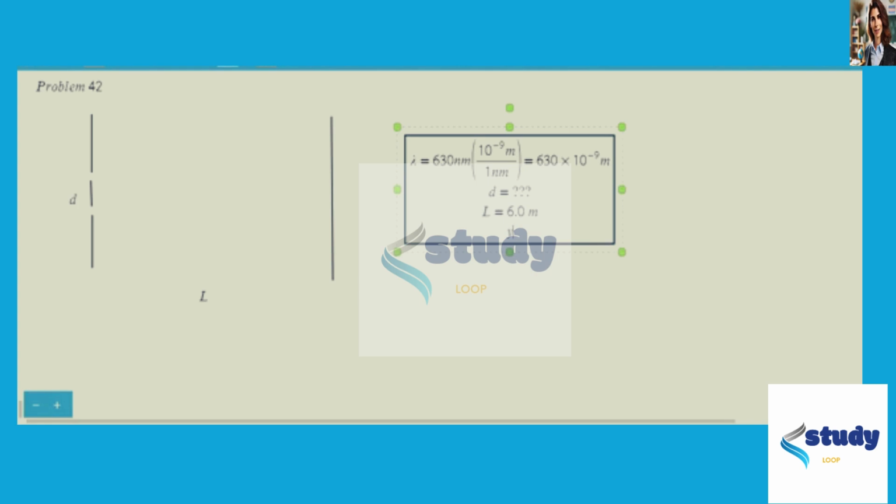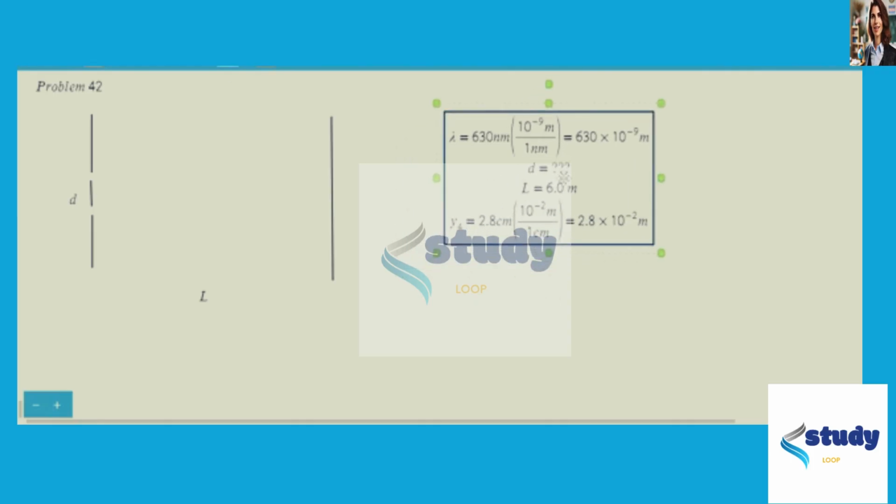and we are given the distance to the fourth bright fringe, 2.8 centimeters. So let's go ahead and convert that to meters. 10 to the negative 2 meters for every 1 centimeter. So this is 2.8 times 10 to the negative 2, and our units here are meters. Okay, so here this distance L must be much further than the separation distance, and we have the position of this fourth bright fringe.